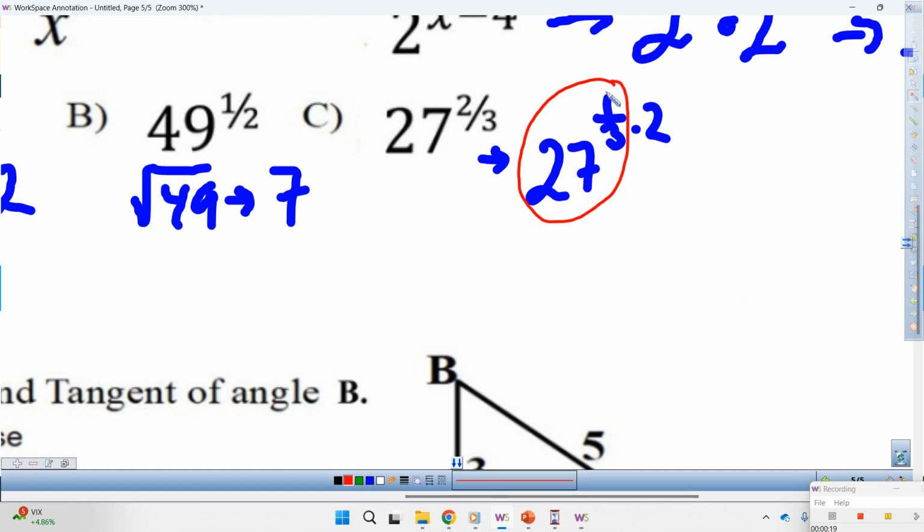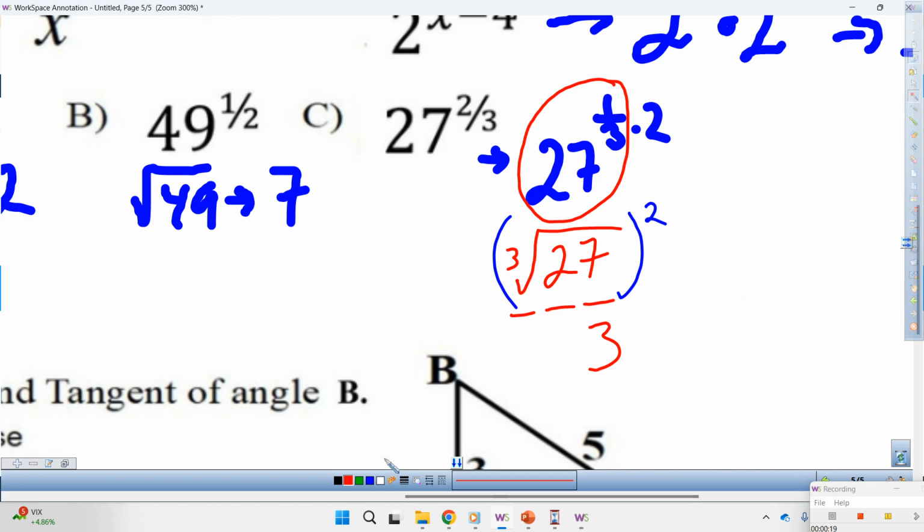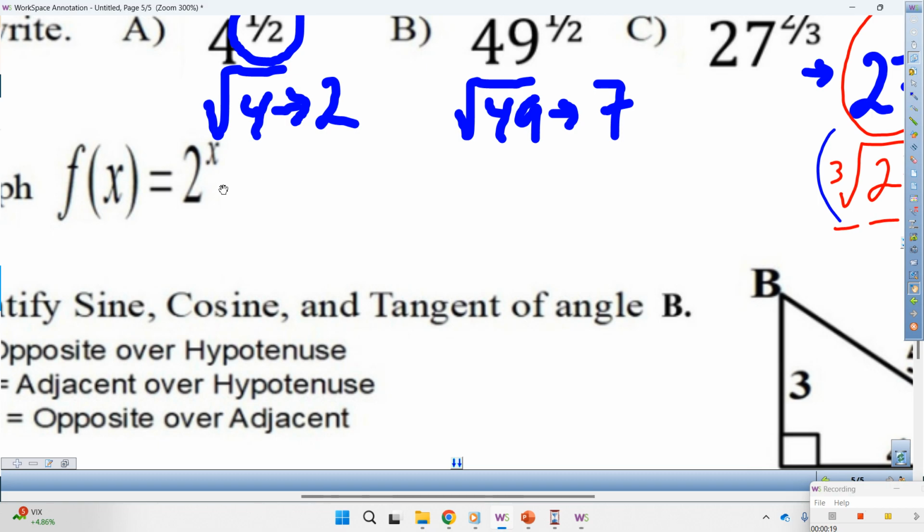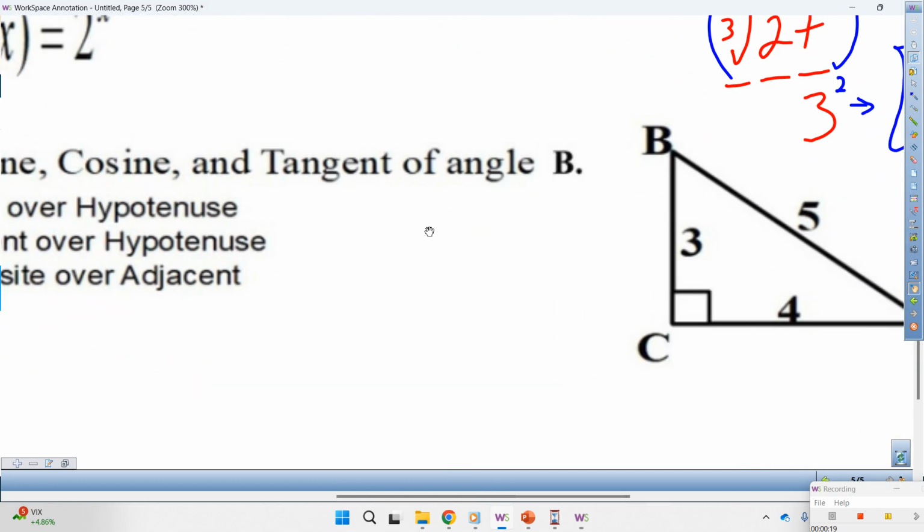Start with this. If 1/2 is square root, that means 1/3 is cube root of 27. From there, bring down the exponent of 2. What number times itself 3 times gives us 27? That is 3. Bring down the exponent of 2, so 3 to the 2nd is 9. Okay, we good? Yes, Mr. Q. And your graph, you should have been able to graph that by yourself using a table, but I'm going to go to number 5.